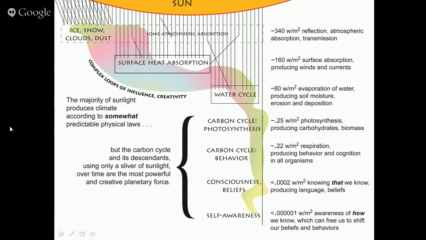but self-awareness may be the final step. And there's enormous leverage from the bottom to the top here, because we're not in an equilibrium system. Human consciousness, beliefs, or the lack of self-awareness, if you will, has led us to inadvertently change the albedo of the Earth in terms of the reflectivity and the surface heat absorption, the way the water cycle works, the way the carbon cycle works, the way the behavior of all these organisms works, and it is beginning to change our consciousness and our beliefs. So there's an enormous leverage from the very small uses of solar energy to the larger ones.